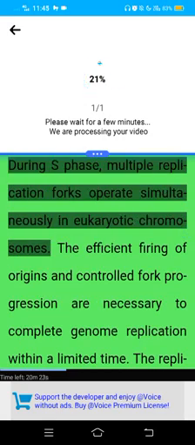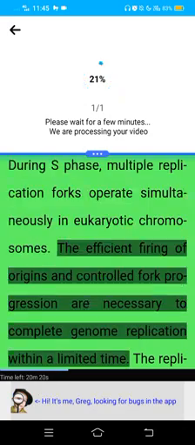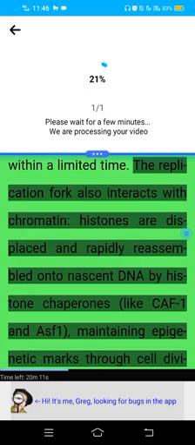During S phase, multiple replication forks operate simultaneously in eukaryotic chromosomes. The efficient firing of origins and controlled fork progression are necessary to complete genome replication within a limited time. The replication fork also interacts with chromatin. Histones are displaced and rapidly reassembled onto nascent DNA by histone chaperones, like CAF1 and ASF1, maintaining epigenetic marks through cell division.